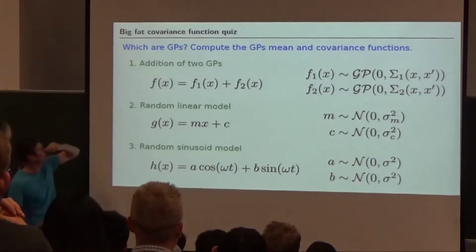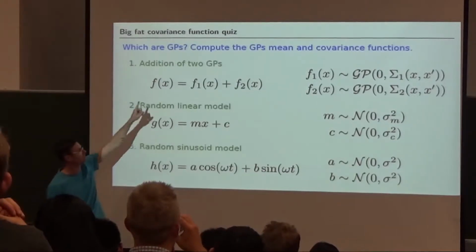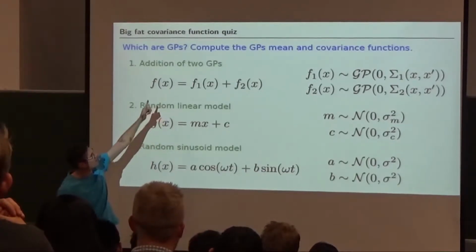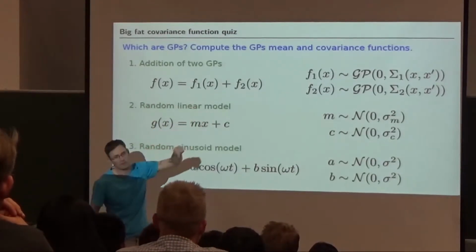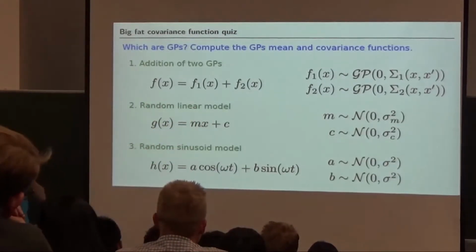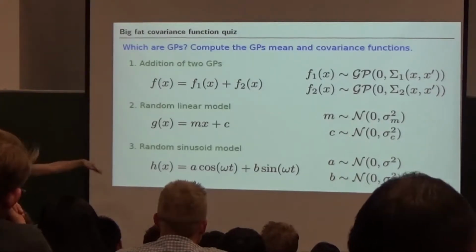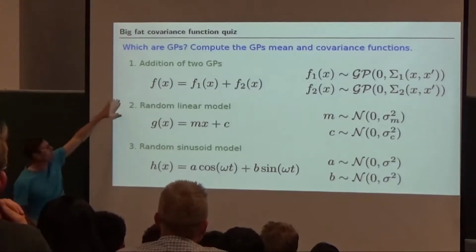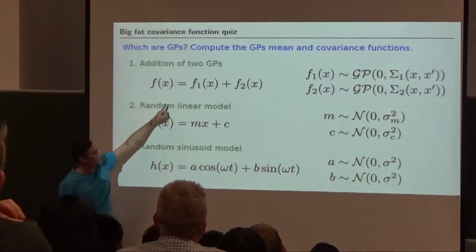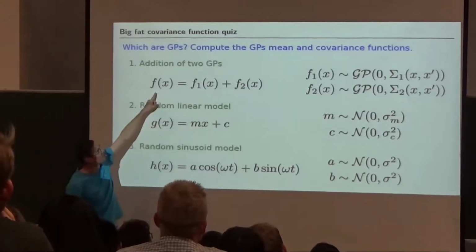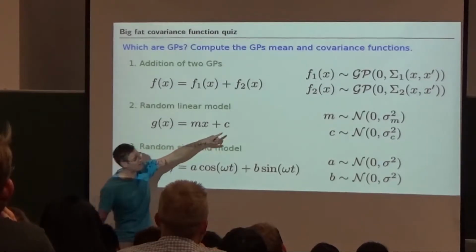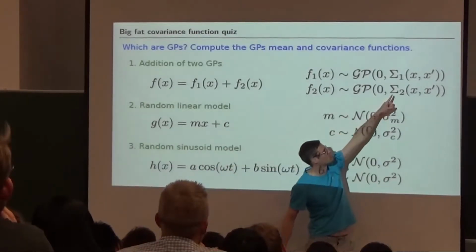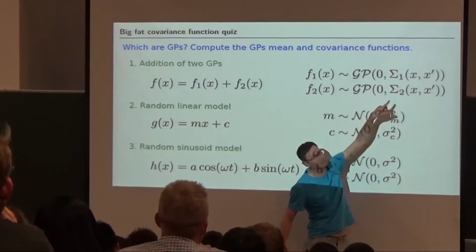So the question is, which of the following result in Gaussian processes? If they do result in a Gaussian process, can you compute the mean and the covariance function associated with that Gaussian process? They are roughly arranged in order of difficulty. The first one says, if we add 2 GPs, is the result f of x a Gaussian process, where the 2 GPs have covariance functions sigma 1 and sigma 2 and 2 zero means.